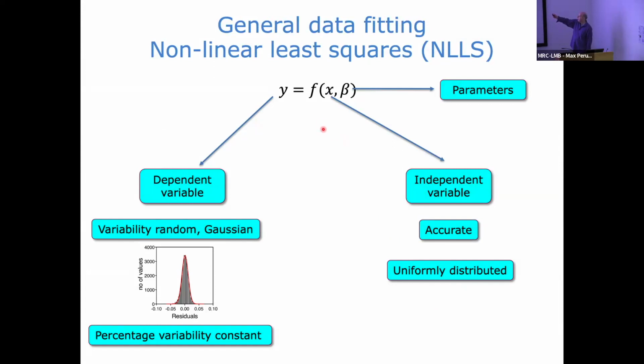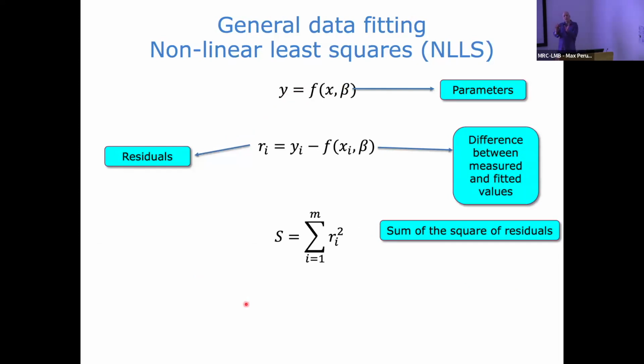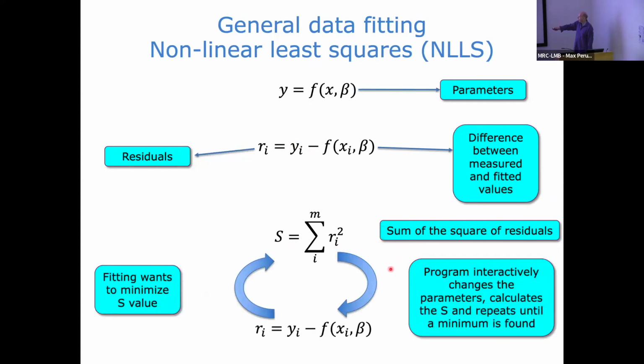where you have a dependent variable, so that's your y or your signal, and then you've got an independent variable. You've measured that protein concentration, you've got the parameters, and we assume that you've got accurate concentrations, uniformly distributed across the concentration range, and you assume that the variability in the dependent variable is really Gaussian, it's random. And so what the fitting programs will do is try to minimize the difference between the fitted parameters and the actual data. It does that by taking the sum of the squares of the residuals, then changes the parameters, sees what the sum of the squares is, changes the parameters again, goes round and round like that to try and minimize things.